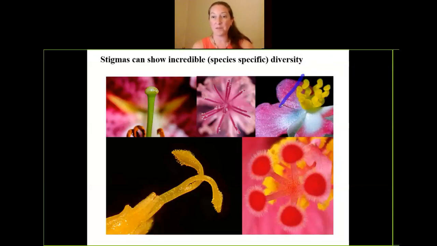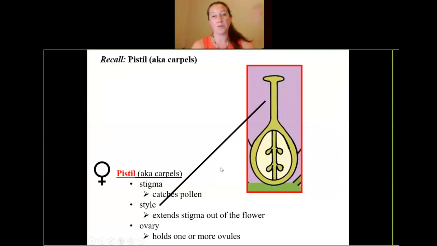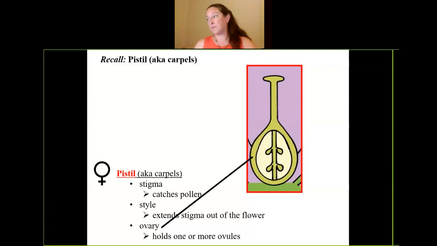Okay, yeah. So this one's super cool. Look at these pom-pom shaped ones, really pretty. All right, so stigma catches pollen, right? I think you could even see on this part right here, those little dots, those are pollen that have stuck to the stigma in that species. All right, so stigma catches pollen. Style is the tube thing that extends the stigma out of the flower, and then ovary is what holds the ovules in the container, right, of the angiosperms.